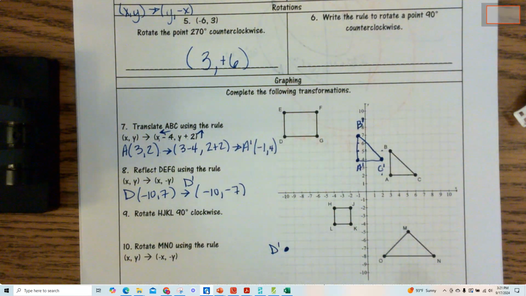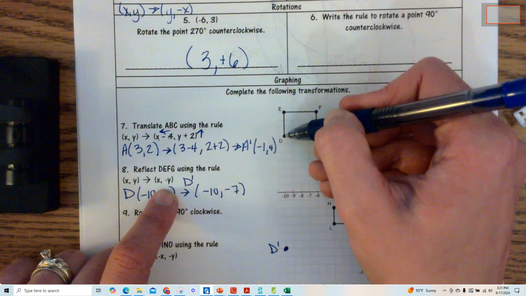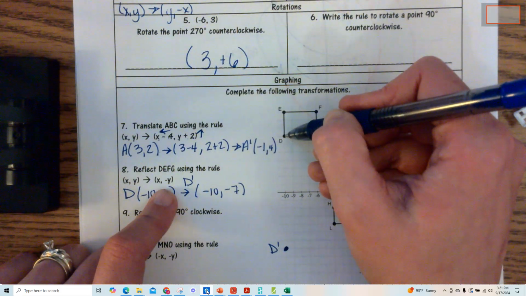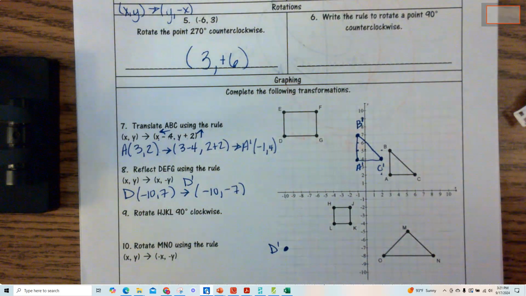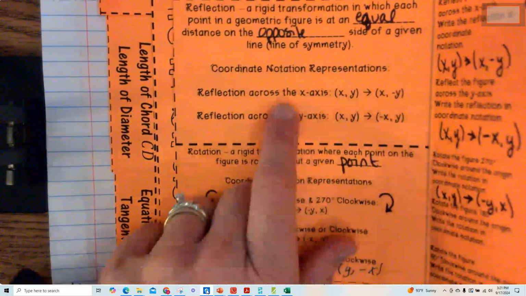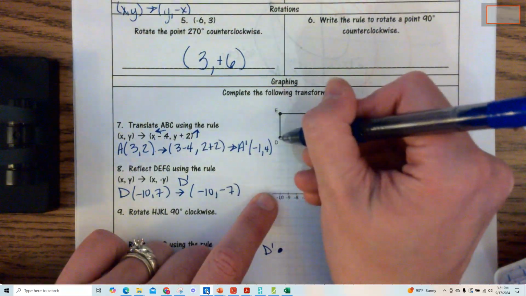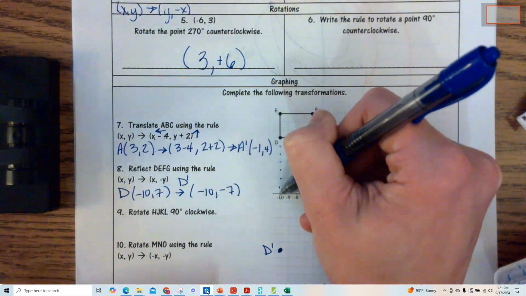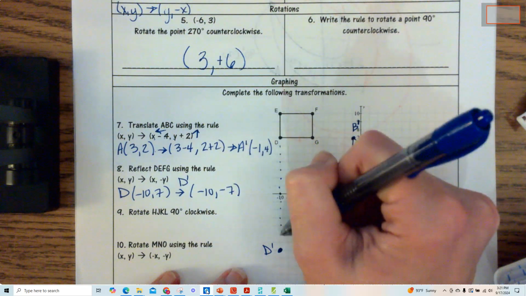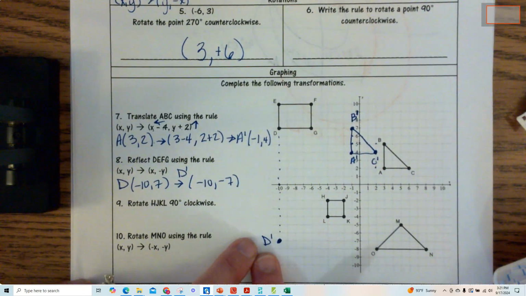Or you could count. Start at a point and count. You have to know which direction you're reflecting it, right? So you first need to know which way that reflection goes. Your rules will tell you that X negative Y, I'm reflecting across the X, okay? So I know I'm reflecting across this, so I'm going to count from D, 1, 2, 3, 4, 5, 6, 7, till I hit that axis. And then I count the same number, 1, 2, 3, 4, 5, 6, 7. So again, reflections you can count out. But label your points. It's important.